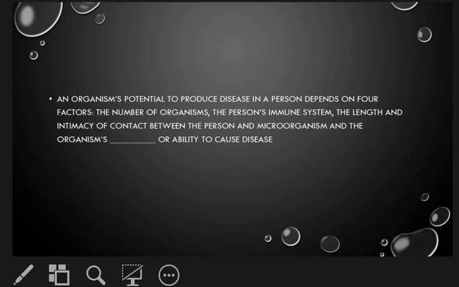An organism's potential to produce disease in a person depends on 4 factors: the number of organisms, the person's immune system, the length and intimacy of contact between the person and the microorganism, and the organism's blank, or ability to cause disease. What's that term called? The answer is virulence. Virulence is the term for the ability to cause disease.